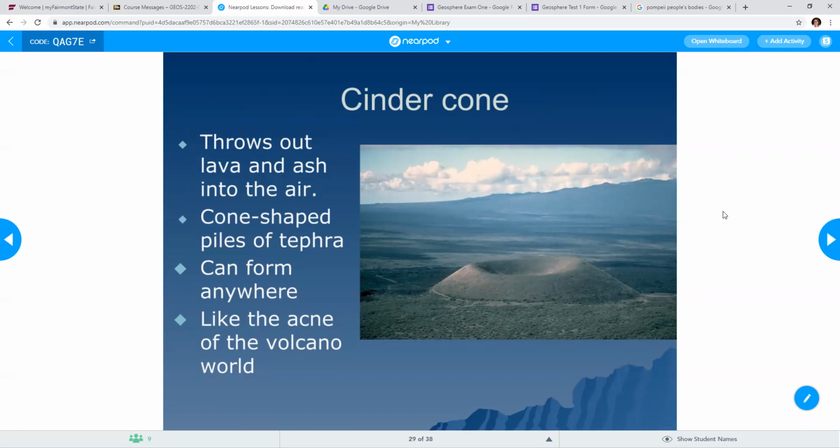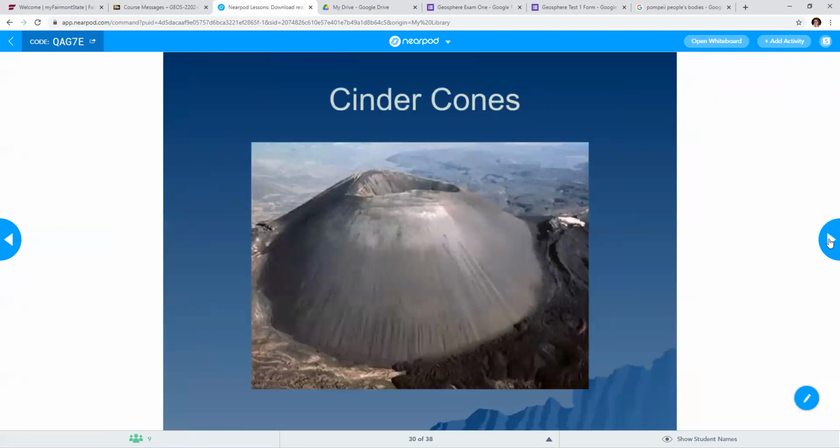And it grew. It's like Clifford the Big Red Dog. It grew and grew and grew. The cinder cones are crazy. This is what they look like. They have a weird shape. They can actually form on other volcanoes. They can form by themselves. Cinder cone is the type of volcano that is in Virginia, in Monterey.